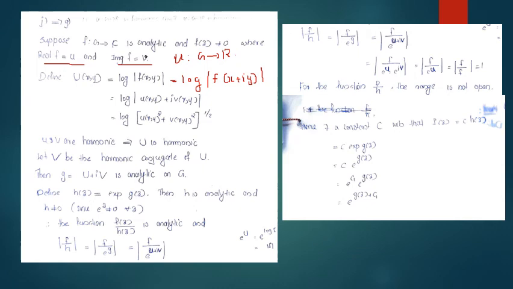So this is always a real number. This always belongs to R, and this can be separated as log of mod u of xy plus i v of xy.